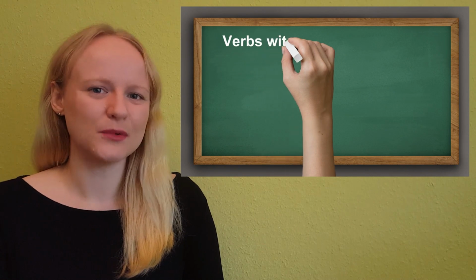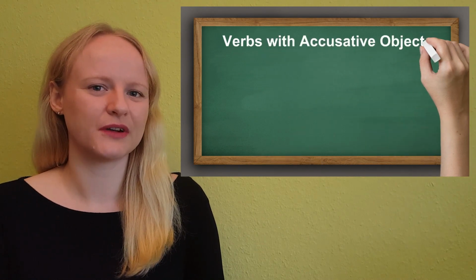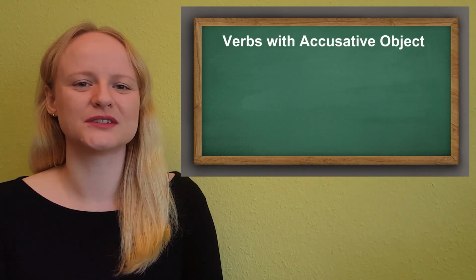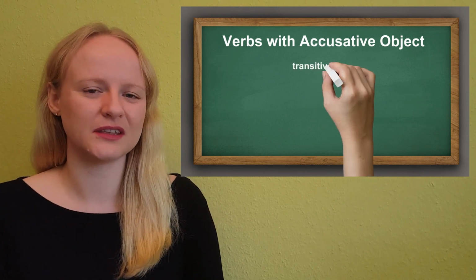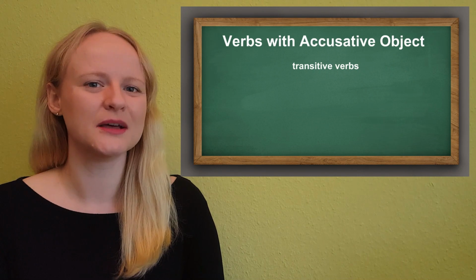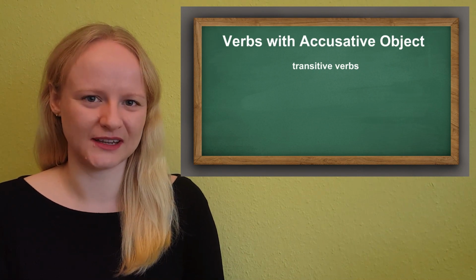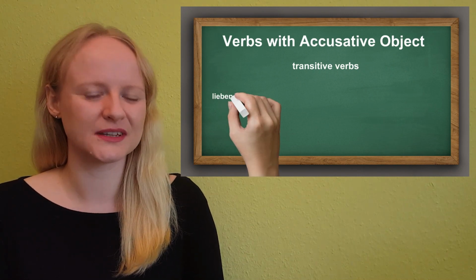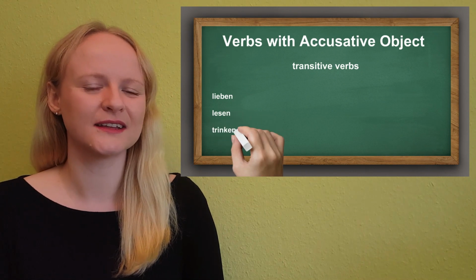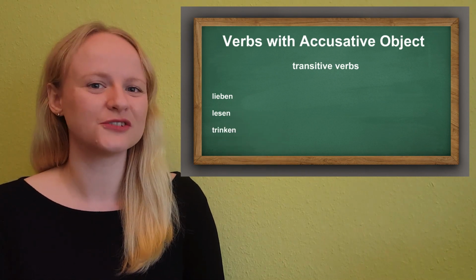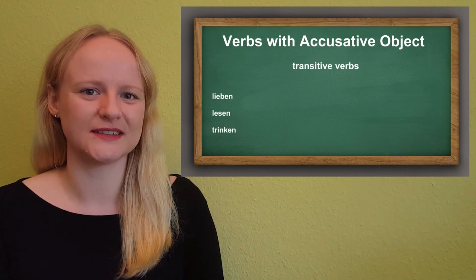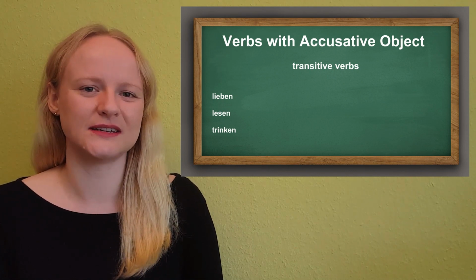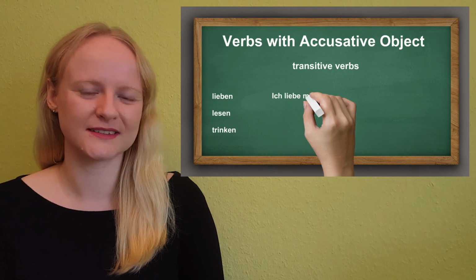As the next step, we now need to identify which verbs we can actually use the accusative case with. As with many things in German, this is also something you will just have to learn by heart, but it often works very similarly to English. For example, the verbs lieben, lesen and trinken require direct objects, so objects in the accusative case. Using that in an example sentence could look like this.